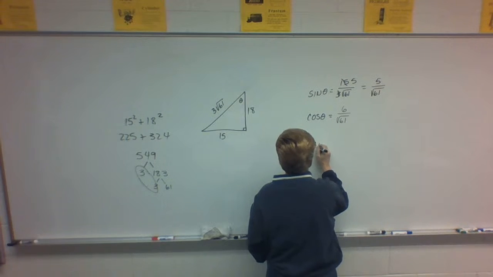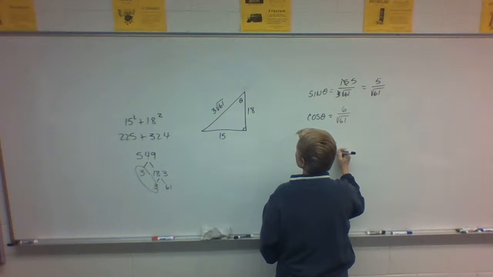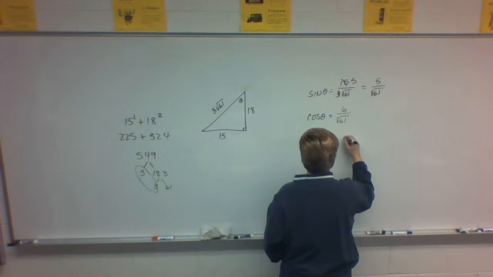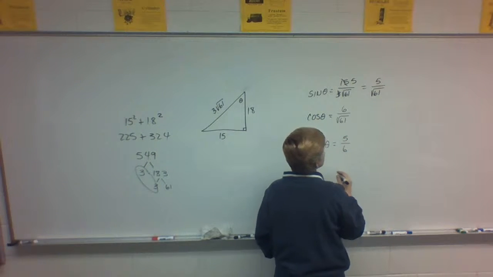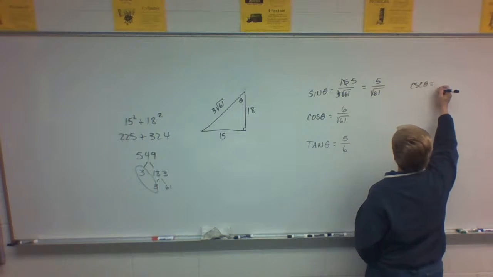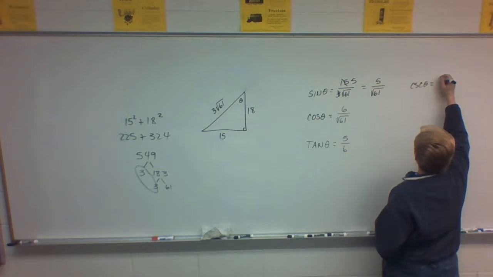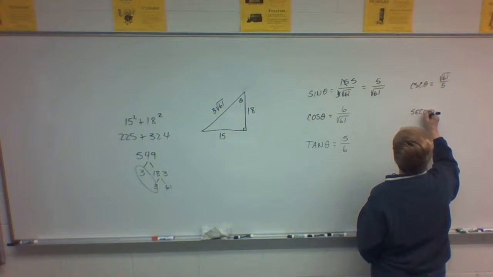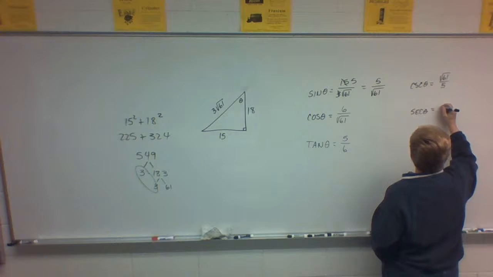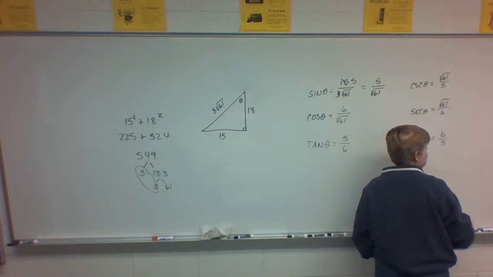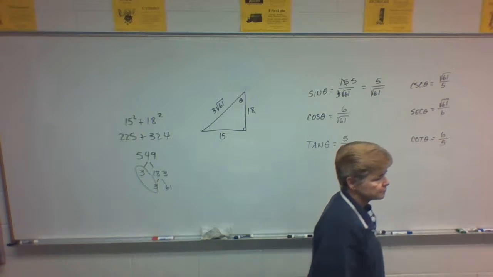The tangent is an easy one. It is 15 over 18, which is 5 over 6. And then we turn them all over. Cosecant. What's cosecant of theta? Root 61 over 5. Secant. Root 61 over 6. And cotangent. 6 over 5. Okay.